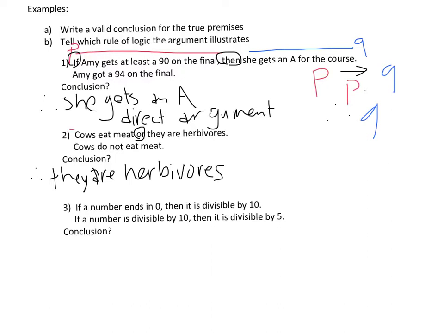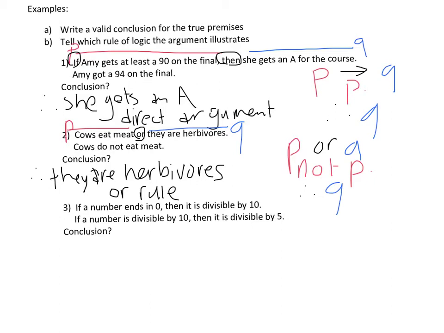Once again, I can break it up and say, okay, cows eat meat, or they are herbivores. So that's like saying P or Q. Well, not P, because cows don't eat meat. So therefore, it must be Q, since P is not. And because, once again, we used that "or," it must be the or rule.